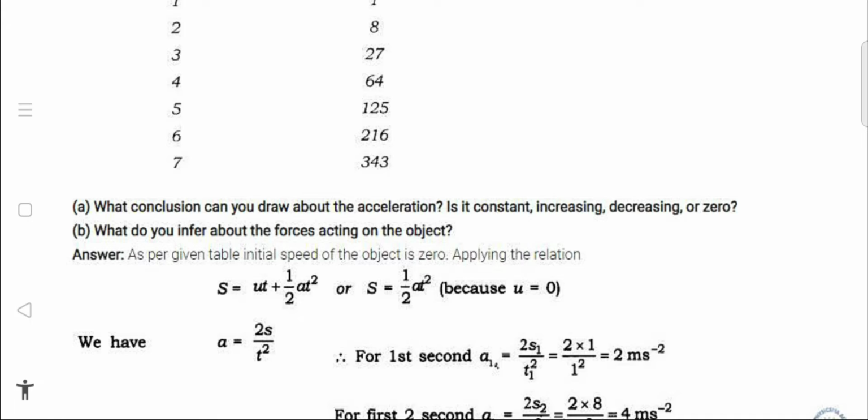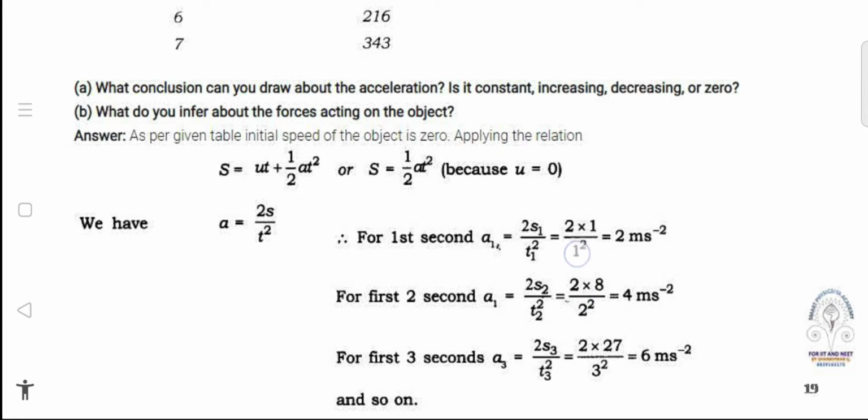Answer. As per given table, initial speed of the object is 0. Applying the relation s equal to ut plus half at square, or s equal to half at square because initial velocity is 0, we have acceleration equal to 2s upon t square. Therefore, for first second a1 equal to 2 s1 upon t1 square equal to 2 into 1 upon 1 square, that is 2 meter per second square.